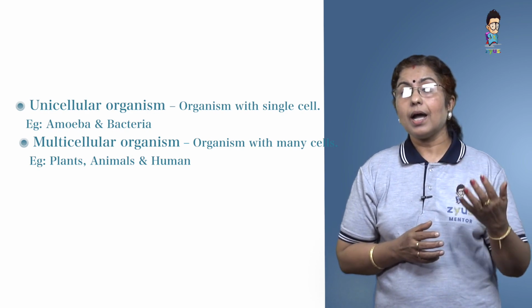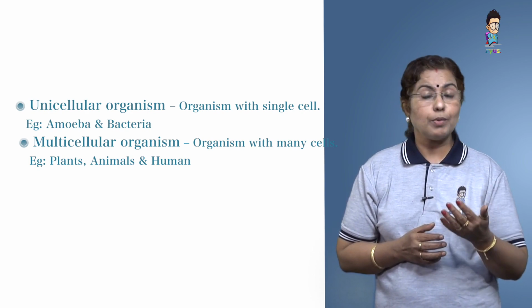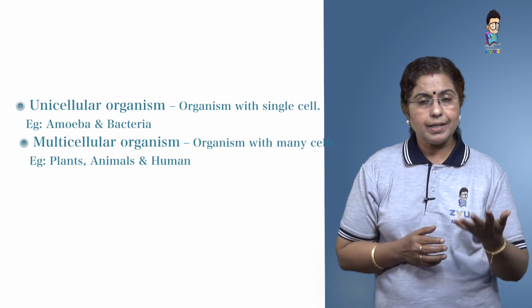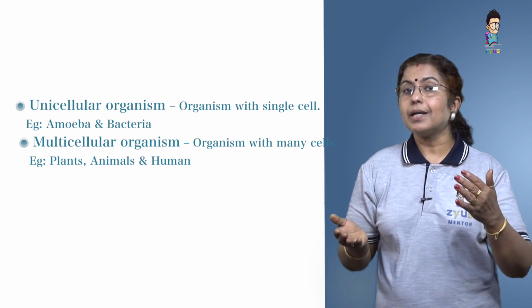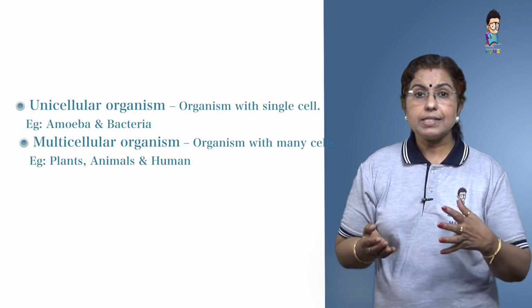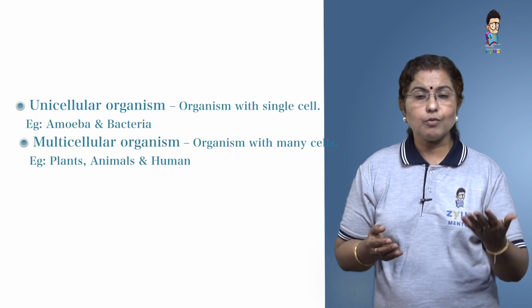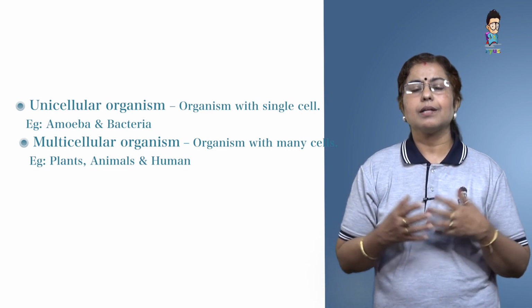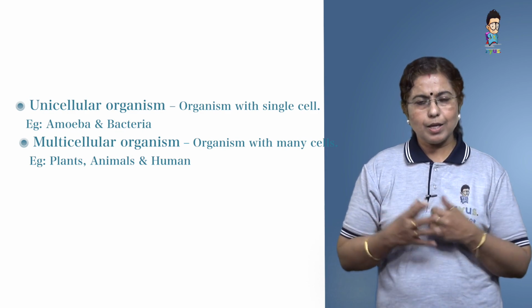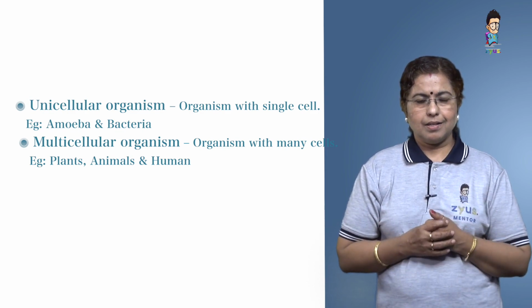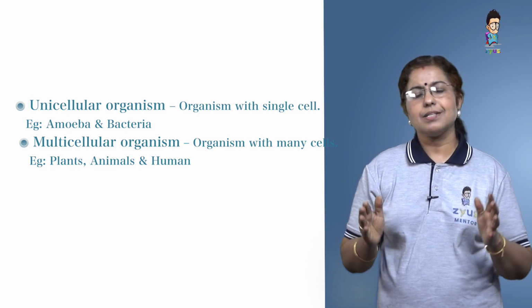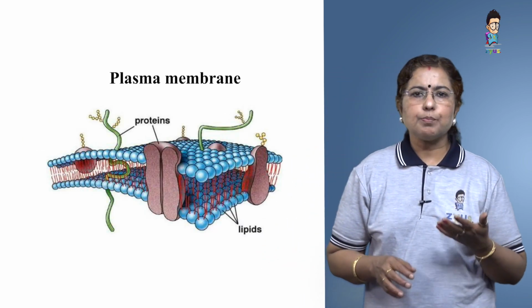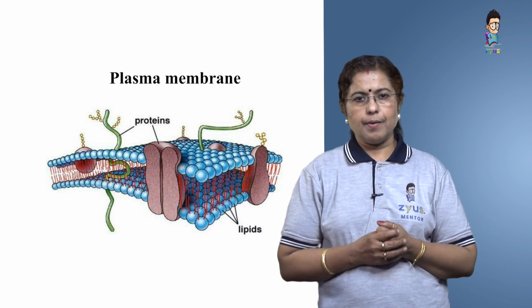Whereas all the higher plants and animals and human beings are multicellular organisms. What is meant by multicellular? Multi means many. Organisms that have more than one cell in their body are called multicellular organisms. The best examples are plants, animals and human beings. Let us learn about each part of the cell in detail.